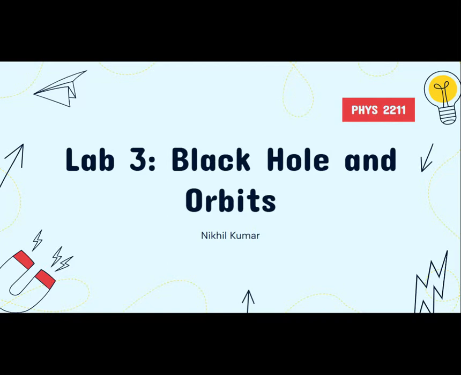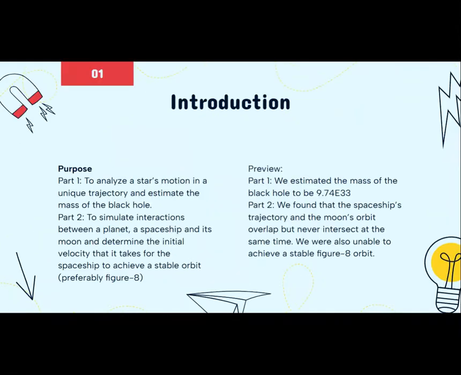Lab 3 of Physics 2211, Black Hole and Orbits. The lab is divided into two components. In the first component, the purpose is to analyze the star's motion in a unique trajectory and find net force to estimate the mass of a black hole.